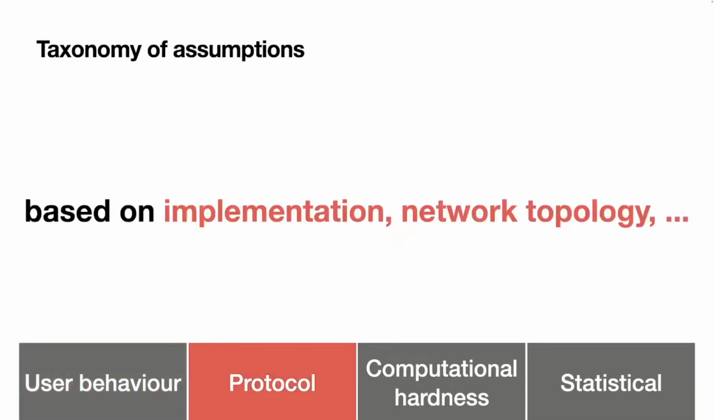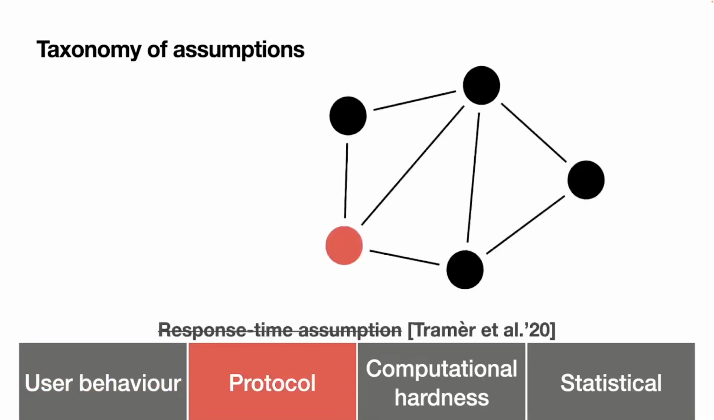Protocol assumptions, on the other hand, are not based on user behavior, but on the implementation, the network topology, and other aspects of the protocol. Here's an example by the work of Tramer. It is the response time assumption, and it is no longer true because it has already been fixed. The attack was originally proposed for the cryptocurrency Zcash, but I will explain it using the example of the peer-to-peer network we saw before.